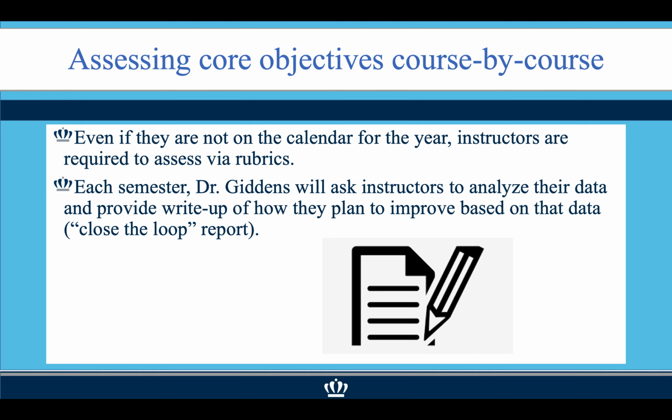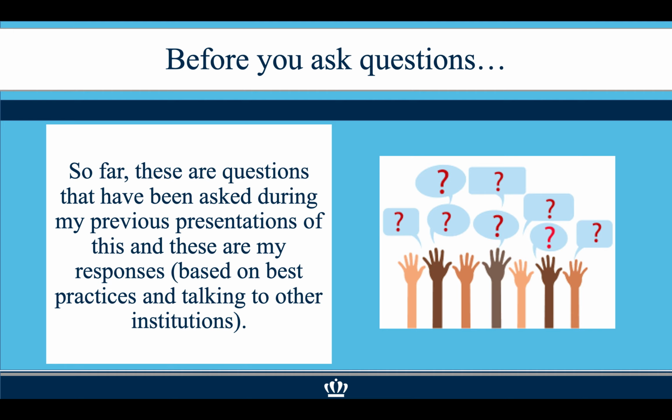So each semester, I would ask the instructors to analyze their data and provide a write-up of how they plan to improve based on that data. That would essentially be what's called the close the loop report. At the end of each semester, in December and May, I would send out this survey to faculty teaching particular courses, asking how they use the data from the VALUE rubrics to make a change in their particular course. So we covered the macro, which was a big part of this discussion, and now this is covering the micro assessment.